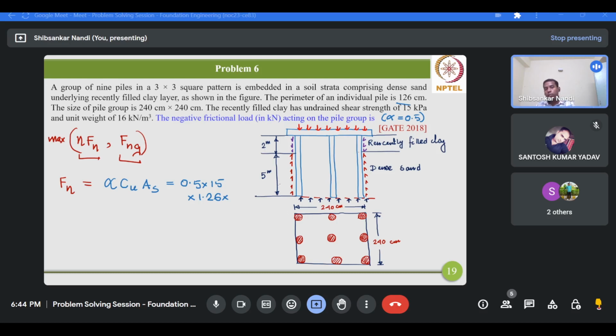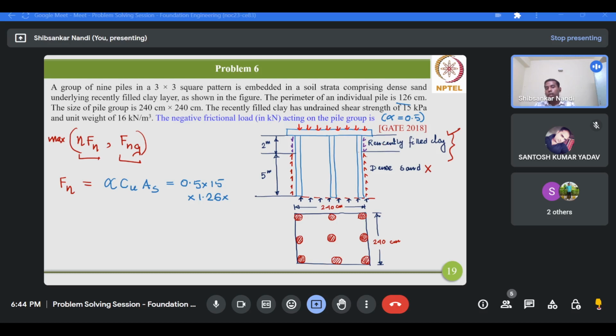No, we should not take, because we have just now explained. So this negative skin friction will only be valid for the upper recently filled clay portion. So for this layer, we'll be having the negative skin friction, not for the dense sand, 5 meter. So it will be 2 meter. The thickness of the recently filled clay is 2 meter. But the opposite reaction is the 5 meter, negative friction. No, negative in the recently filled clay, as you can see from this. So this is the negative skin friction.